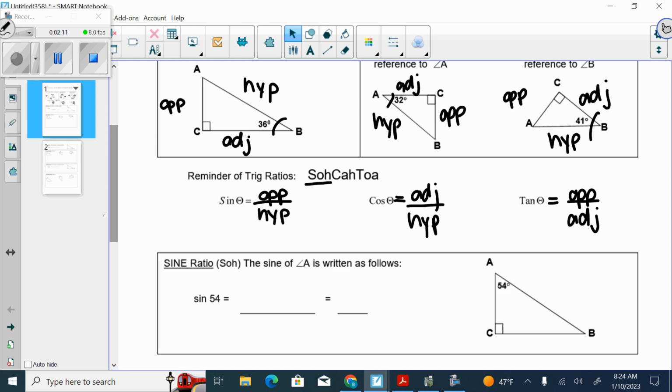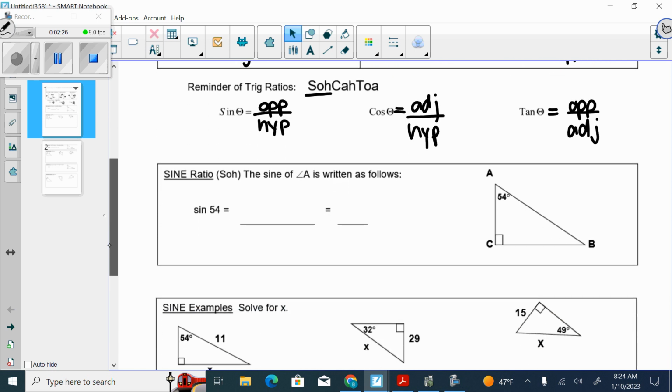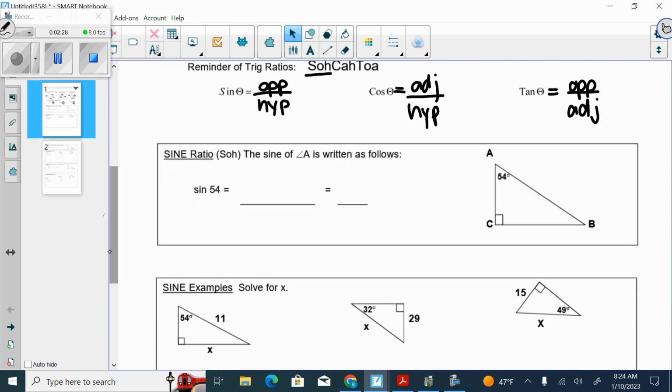All right. So, now we are going to look at using one of these ratios to actually find a missing side. So in yesterday's assignment, they gave you all the numbers of the sides, right? You were just simplifying. Today we're going to solve for missing sides. So, the first one we're going to talk about using is sine, which comes from that SOH. Like you guys said, sine is opposite over hypotenuse.